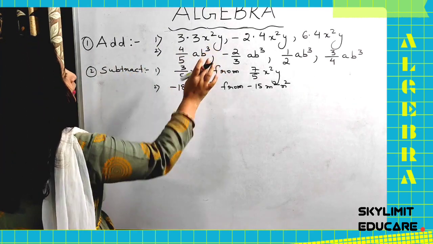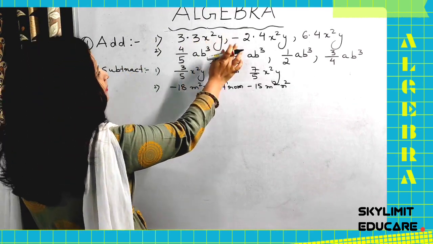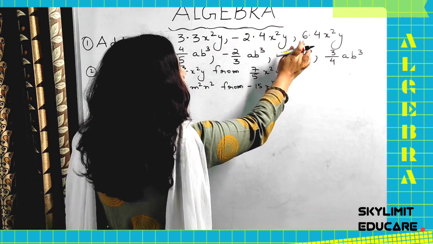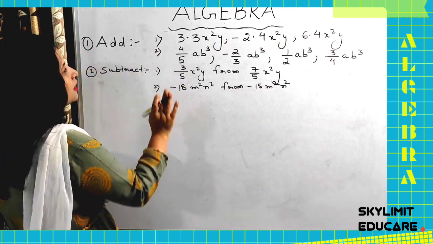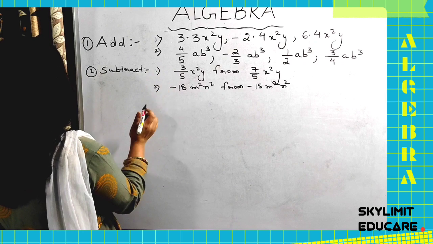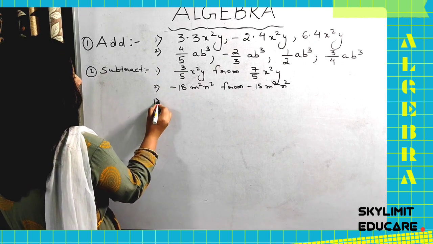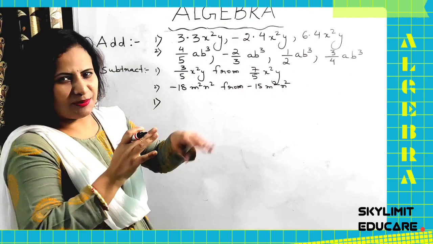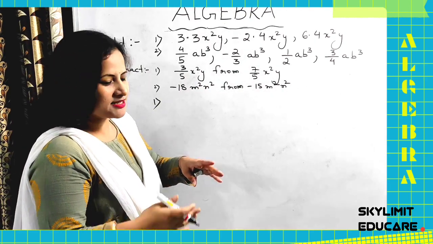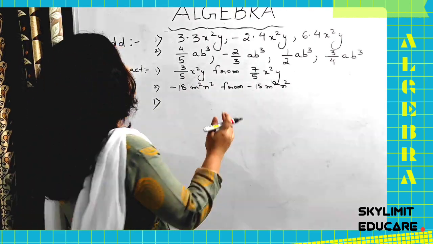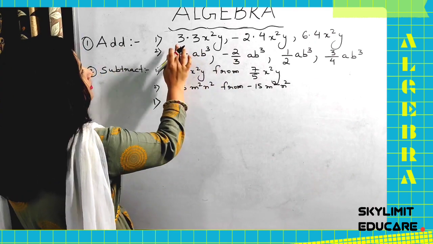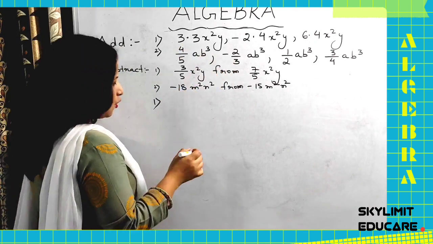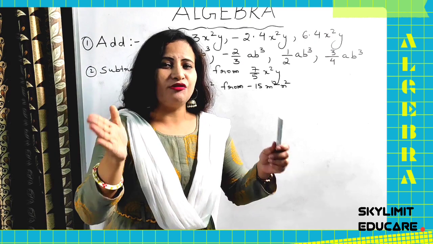The first question for addition is 3.3x²y minus 2.4x²y and 6.4x²y. I'm just solving it here below, so please listen and watch carefully. I'm not going to write the question again; I'll write it in the next step of the solution.